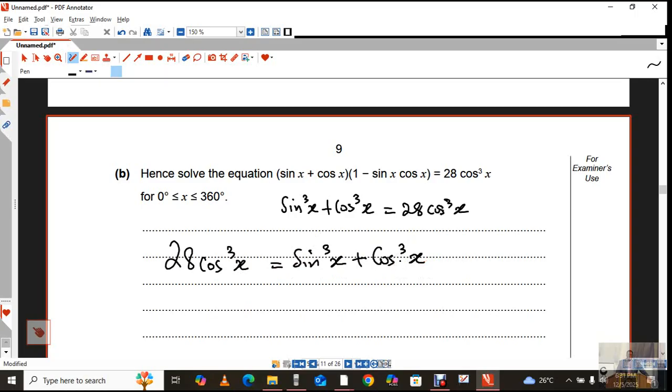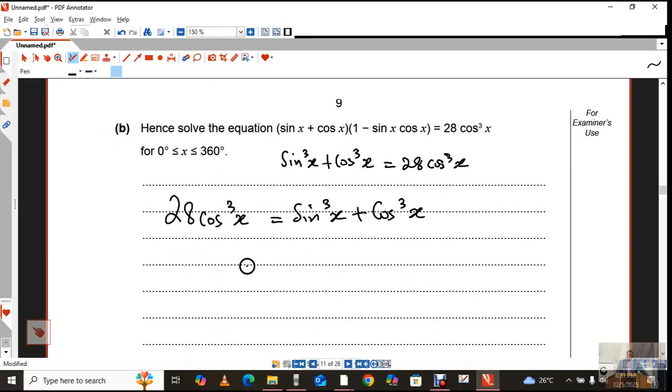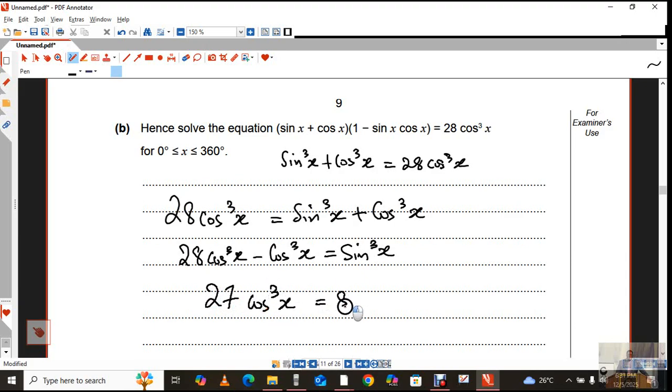Let's collect like terms. 28 cos cube x minus cos cube x is equal to sin cube x. This is going to be 27 cos cube x is equal to sin cube x.